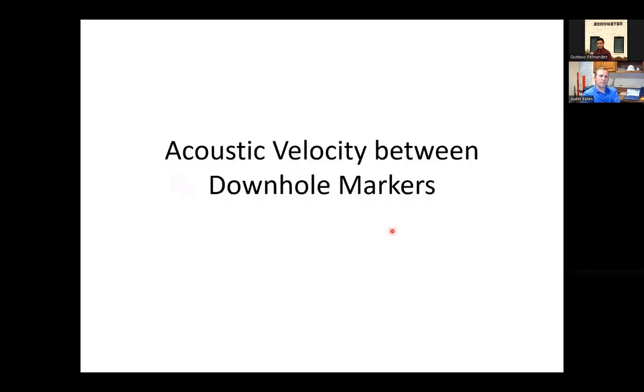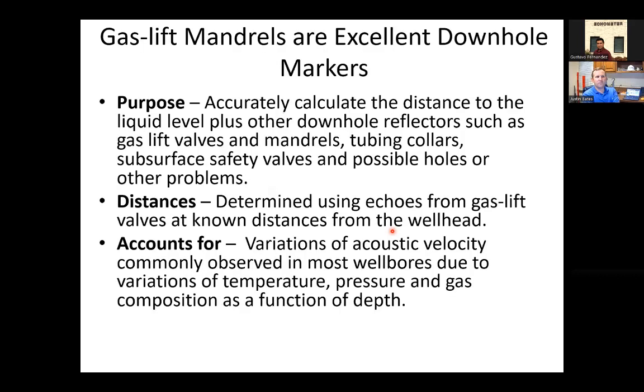Now, one of the things that I want to talk about is the acoustic velocity between downhole markers. Downhole markers being our gaslift mandrels. So utilizing these gaslift mandrels gives me the ability to accurately calculate the distance to the liquid level plus other downhole reflections, other markers in the well. And it gives me the ability to determine the echoes using the gaslift valves and the known distances from the wellhead. Well, one of the things that we're going to talk about is that there are variations in the acoustic velocity from the time that the shot is fired, ultimately to the liquid level.